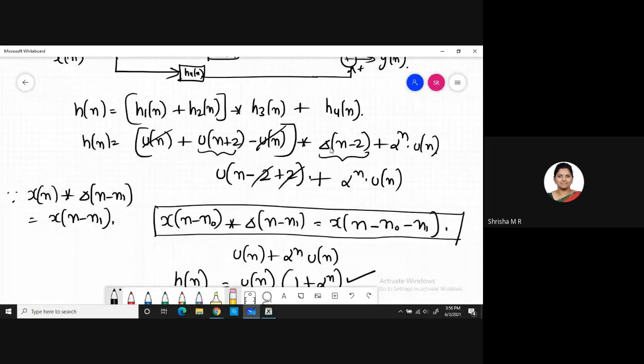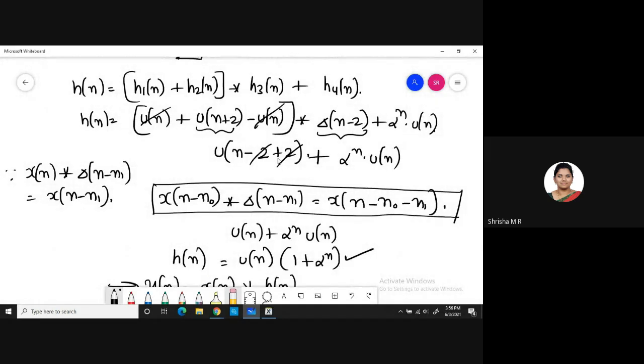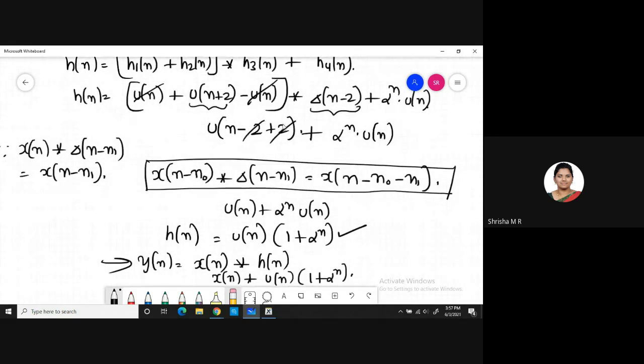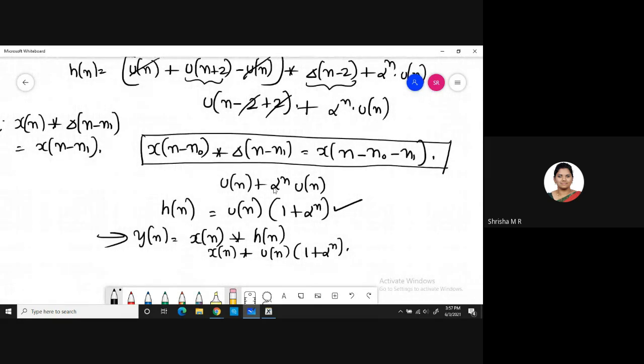u of n plus 2 convolved with delta n minus 2 is u of n minus 2 plus 2, because it is of the form x of n minus n naught convolved with delta n minus n1, which is equal to x of n minus n naught minus n1. Add the delays, plus alpha to the power of n into u of n. This 2 and this 2 get cancelled. You have u of n plus alpha to the power of n into u of n. If you take u of n common, h of n is u of n into 1 plus alpha to the power of n. You can write it in the form of y of n, the convolution sum: x of n convolved with h of n is x of n convolved with u of n into 1 plus alpha to the power of n. Got it?